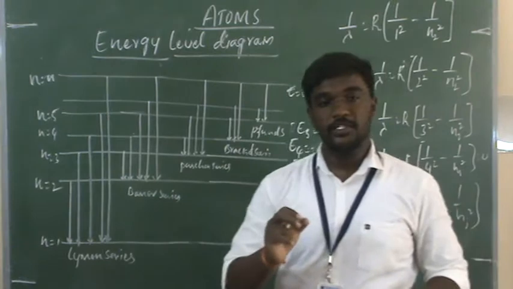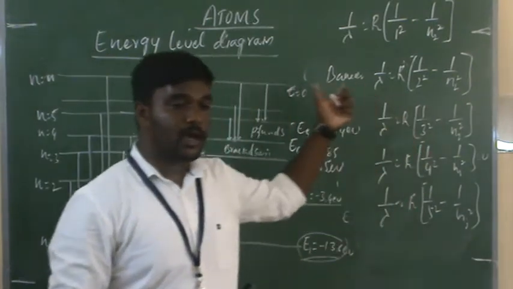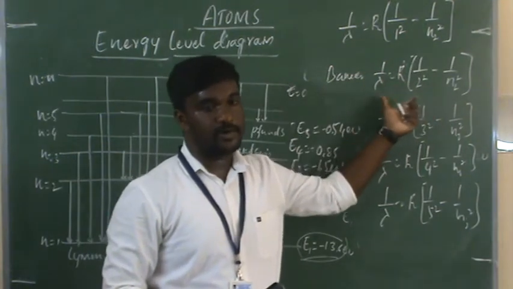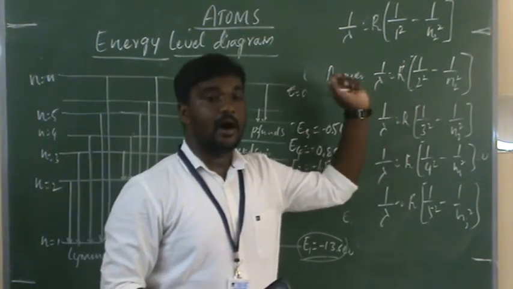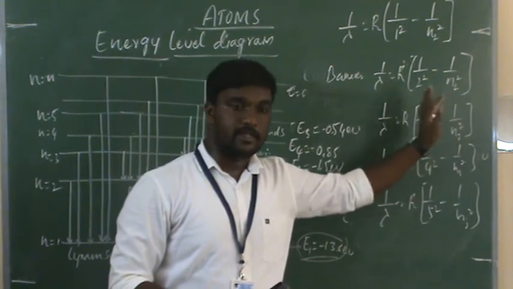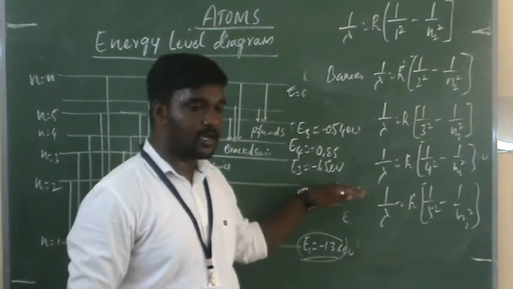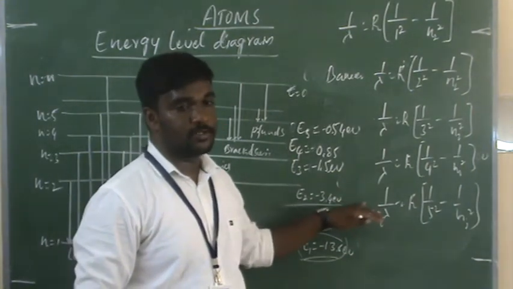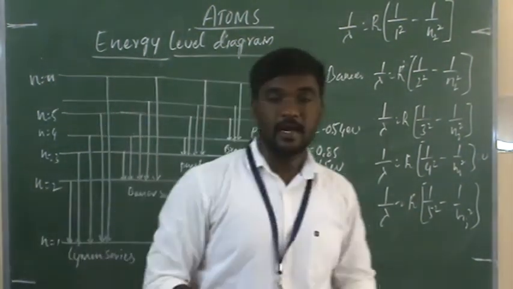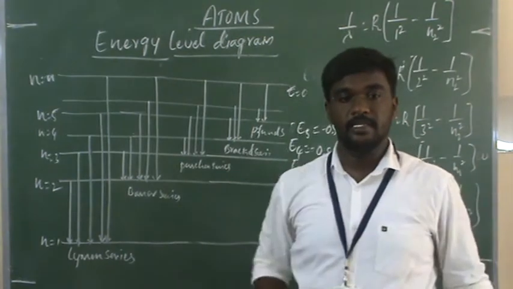So we calculate the energy of the electron in the first, second and other orbits by using the formula. Already we derived the energy of the electron: minus m Z square e to the power 4 divided by 8 epsilon naught square n square h square, or minus 13.6 divided by n square. We substitute the n value in that expression. We get the energy of the first orbit as minus 13.6 electron volts, and the second orbit as minus 3.4 electron volts. In the same way, we calculate for the third, fourth and fifth orbits. When n is equal to infinity, the energy is 0. That is about the energy level diagram.